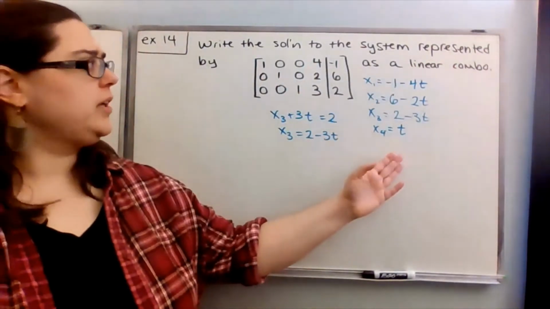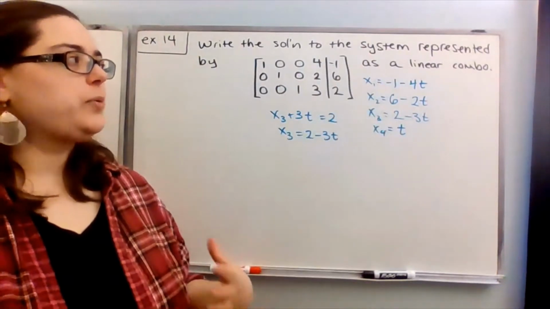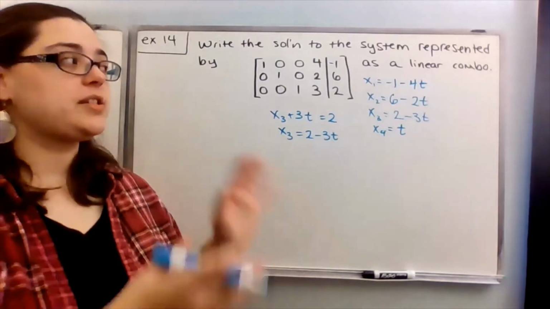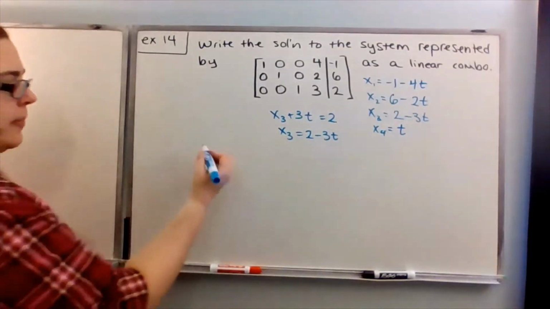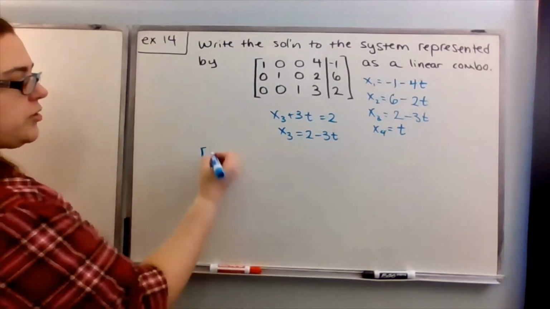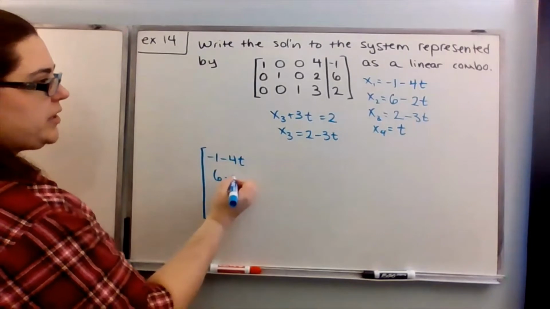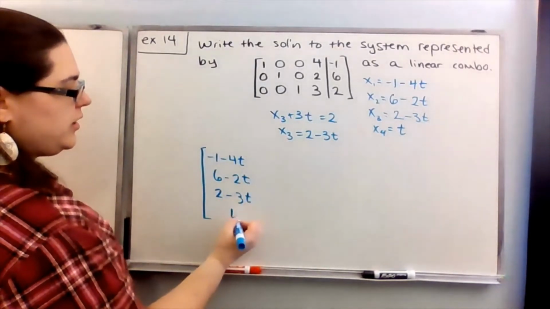So this will be my parametric solution to this system. Next, we want to write this as a linear combination of matrices. So to begin with, I'm going to set it up as a matrix, and then we'll write the linear combination. So I've got my -1 minus 4t, 6 minus 2t, 2 minus 3t, and t.